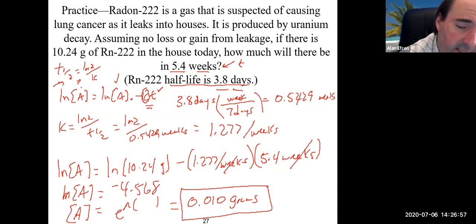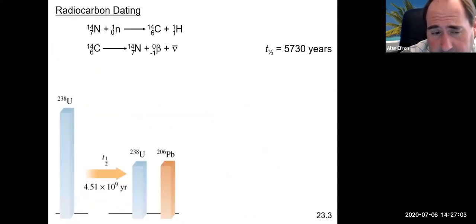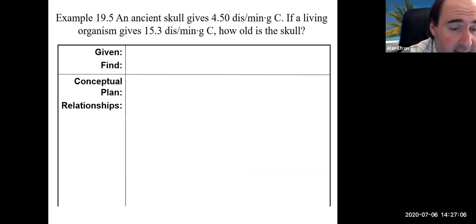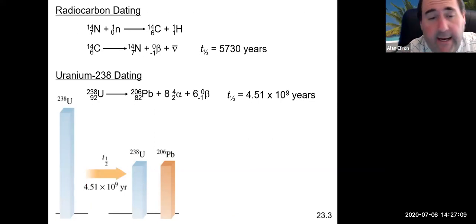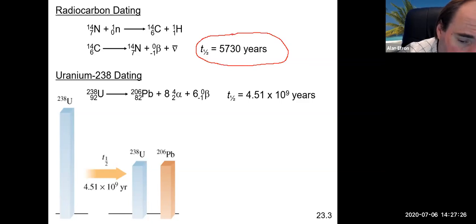Another application of kinetics in radioactivity is radiocarbon dating, or figuring out how old something is. For example, we could do some carbon-14 dating, and our carbon-14 dating will tell us how old something is. If you see anything to do with carbon and radio dating, here's the half-life for carbon that you would want to use, which is 5730. You can also do some uranium-238 dating and figure out how much lead is produced. The half-life for that is 4.51 times 10 to the 9.